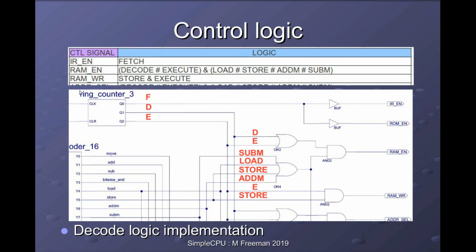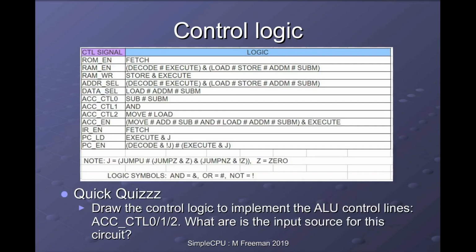The RAM write enable control signal is only generated during a store instruction, because the store instruction is the only instruction that can write to memory. So you can see when I'm doing a store and I'm in the execute phase, the RAM write enable signal will be set high. So we have the Q2 output of our ring counter indicating I'm doing an execute phase, and the Y5 output from the decoder indicating that I'm executing opcode 5, the store instruction, adding those together to generate our write enable signal.